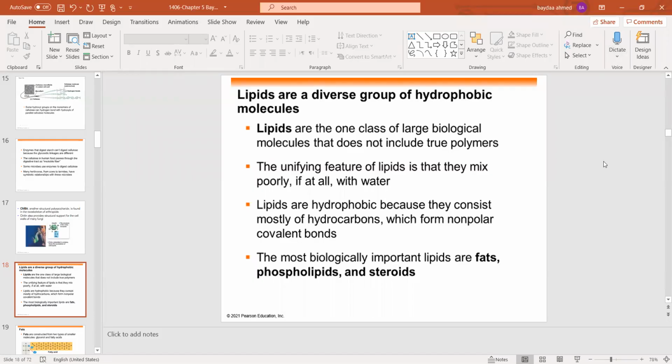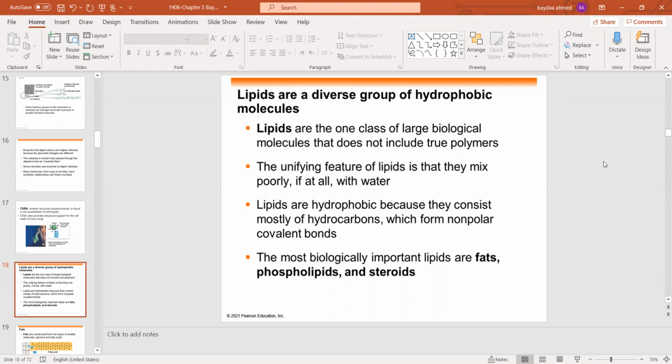Lipids are the one class of large biological molecules that doesn't include true polymers, and they are generally not big enough to be considered macromolecules. The compounds called lipids are grouped with each other because they share one important trait. They are hydrophobic. They mix poorly, if at all, with water. Lipids consist mostly of hydrocarbon regions with relatively nonpolar carbon-hydrogen bonds.